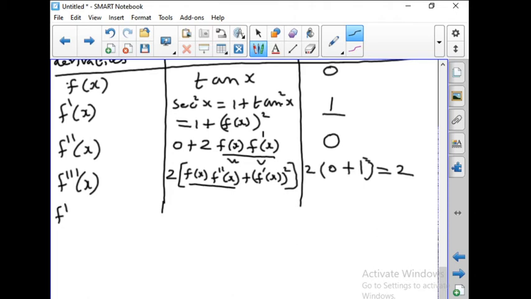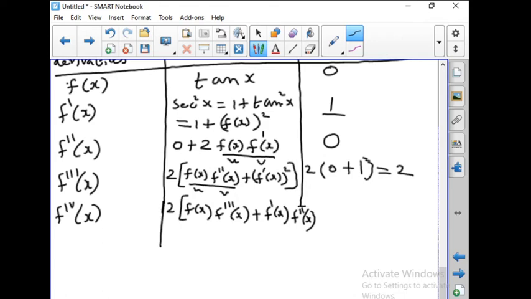Then f4 of x. So what is f4 of x? இதை நம்ம திருப்பி differentiate பண்ணணும். So 2 into, இங்க again 2 terms are there. So இதை u வச்சிக்க, இதை v வச்சிக்க. So f of x into f triple dash of x plus f dash of x into f double dash of x. Okay, plus அடுத்தது என்னது, f dash of x the whole square. அப்போ 2 into f dash of x into f double dash of x. Okay, so we have this.